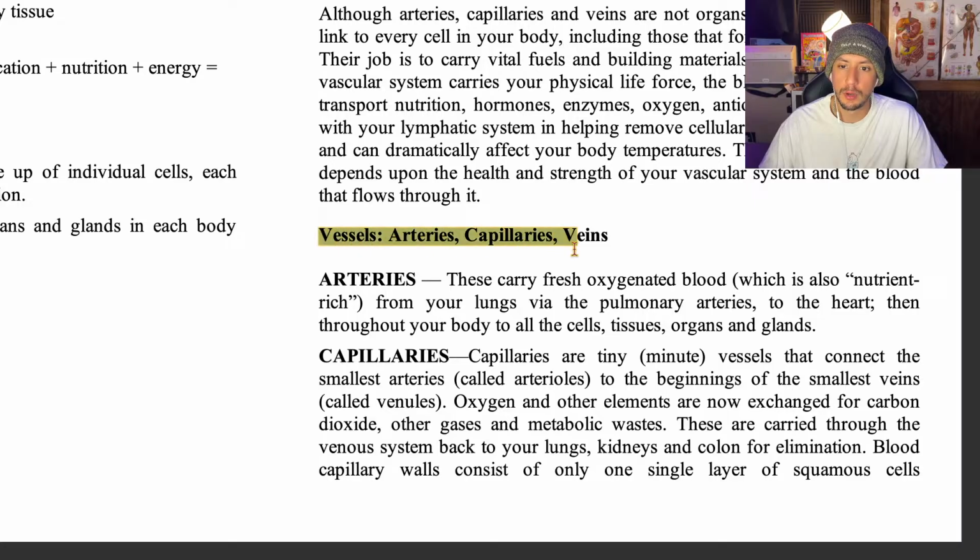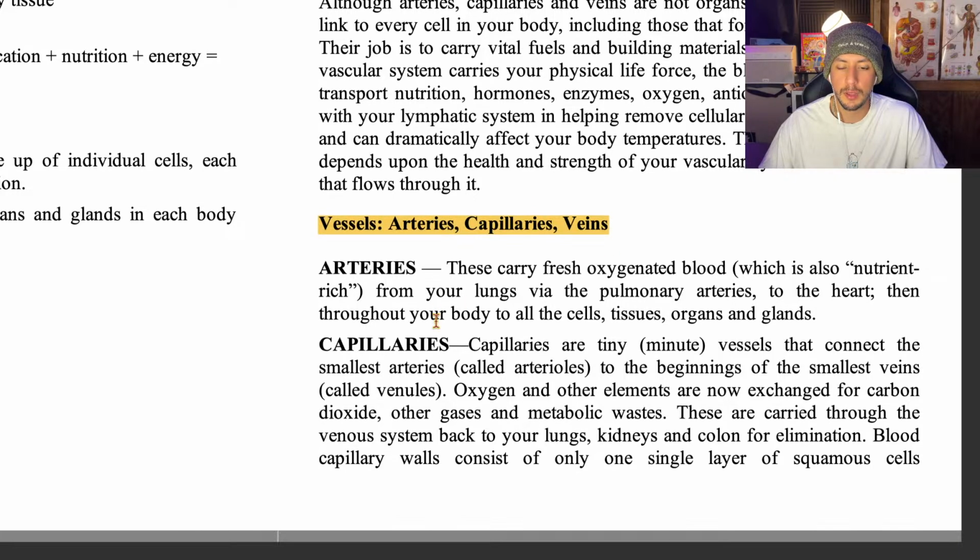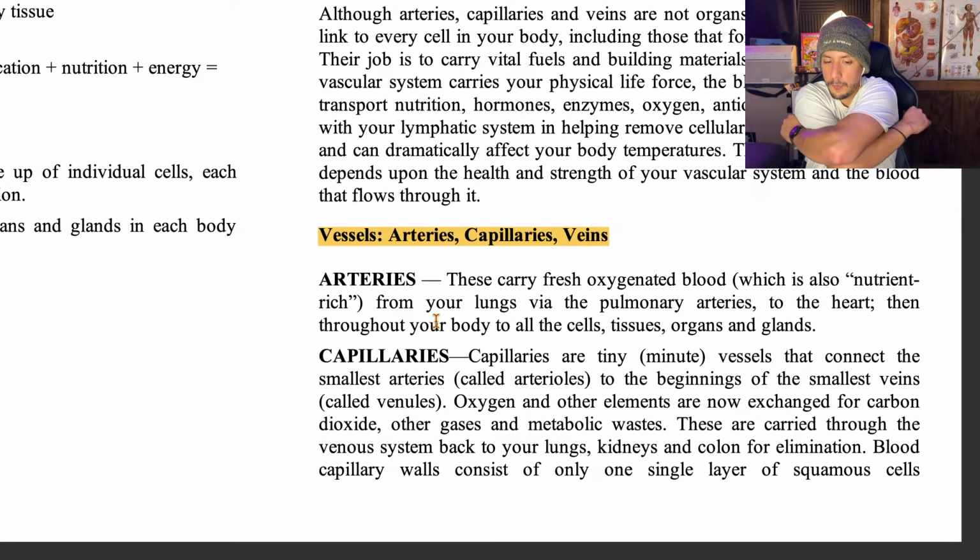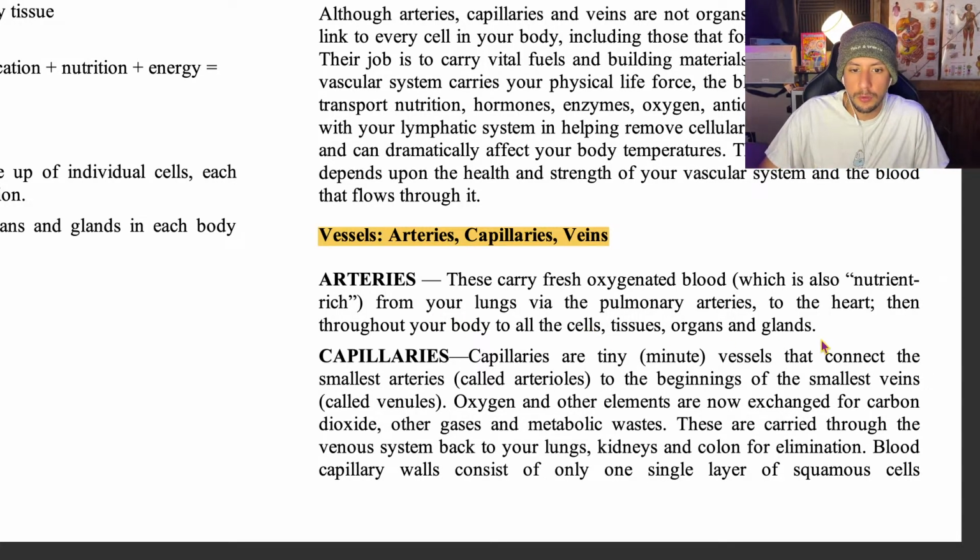Vessels. Right here, we've got arteries, capillaries, veins. We're going to go into this now. Arteries carry fresh oxygenated blood, which is also nutrient rich, from your lungs via the pulmonary arteries to the heart, and then throughout your body to all the cells, tissues, organs, and glands.